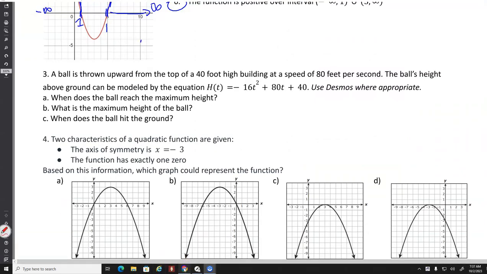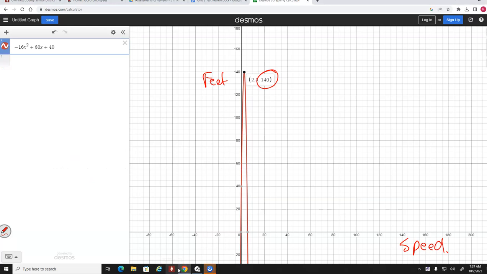All right, guys. So here's our function. I just want to make sure that you understand that feet is our y values and speed is going to be our x values, right? So the first question is asking, when does the ball reach the maximum height? The question is when, in seconds. So of course, the answer is, if you click on the top right here of your maximum, it's going to be 2.5 seconds, okay?